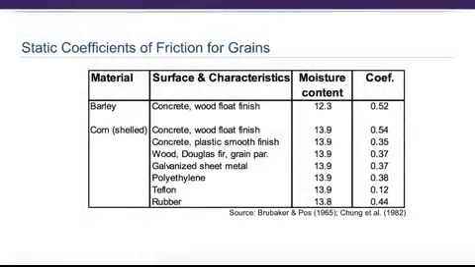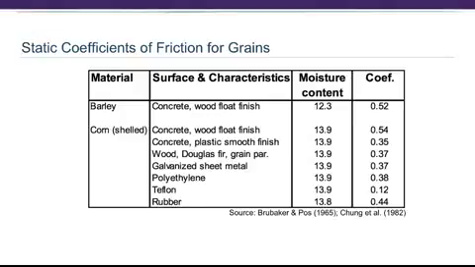This shows some of the static coefficients of various grain kernels. Only two are listed here, barley and corn, but there's a fair amount of detail with regard to corn. And you can see that the type of surface that we're looking at really can have a very significant effect on the coefficient of friction. Compare, for example, concrete wood float finish versus plastic smooth finish. You can see a significant reduction in the coefficient of friction there.